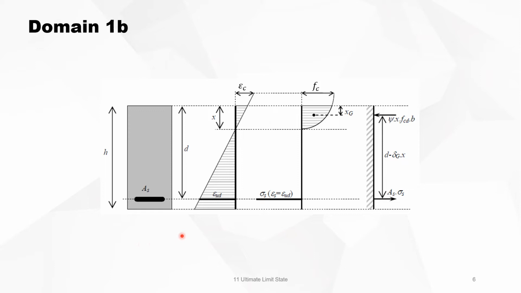Consider a cross section, then we can see what the strain diagrams mean. After that we have the stress diagram. You notice that in domain 1B you only have a parabolic diagram. And then we have the actual forces at the end. In domain 1B, the pivot point is epsilon UD, the maximum strain in the reinforcement, and we have taken this as 10 per mil. So this is the fixed point. We don't know epsilon C, the strain in the concrete.